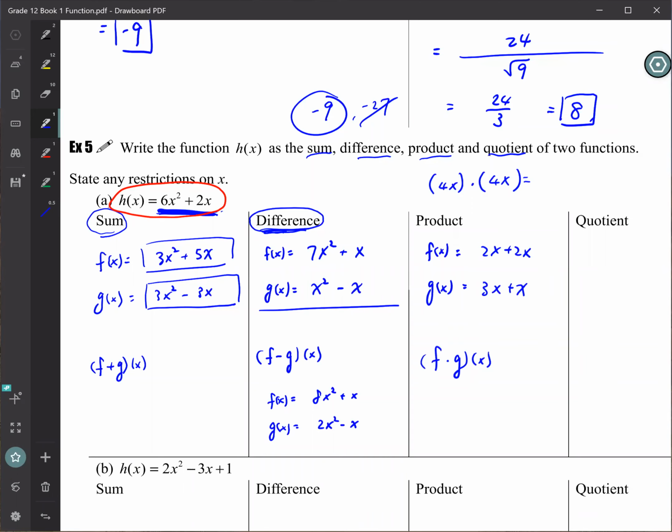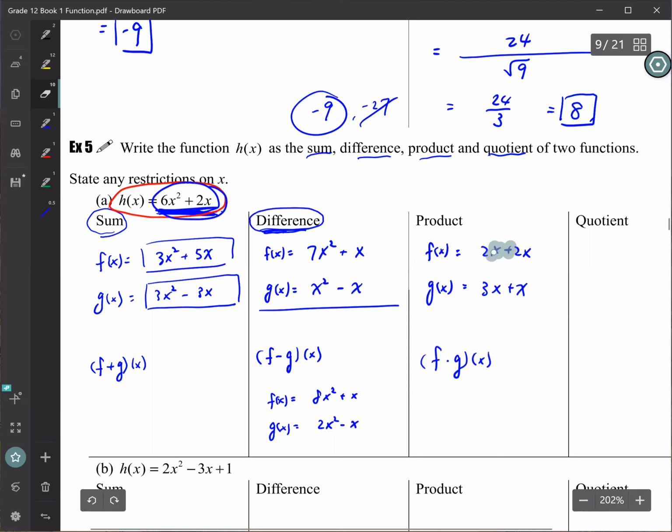16x squared. Yeah, so it will end up with 16x squared instead of 6x squared plus 2x, right? So that's not what we want, right? So you can think about it again. We need multiplication to work. Let's see. Donna, do you have anything?